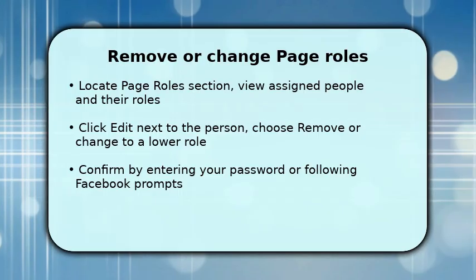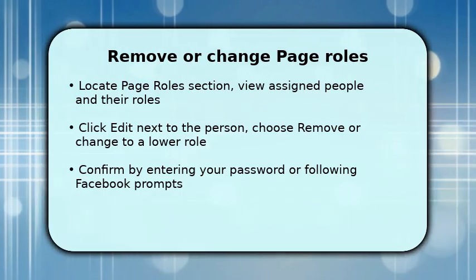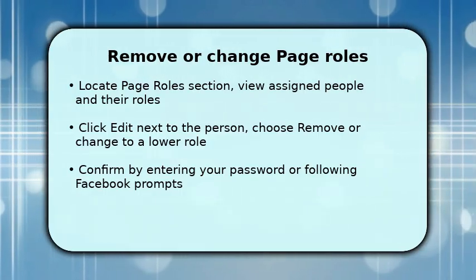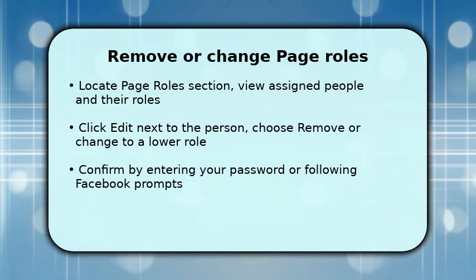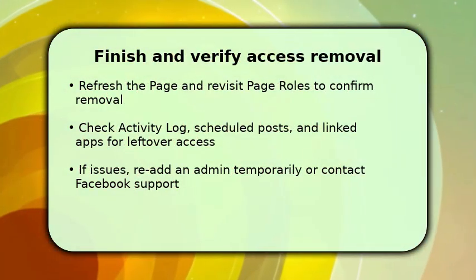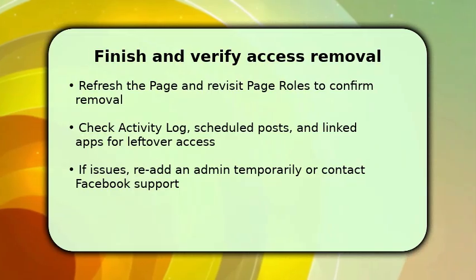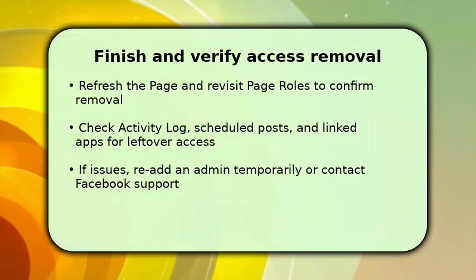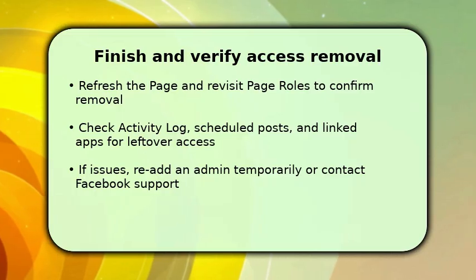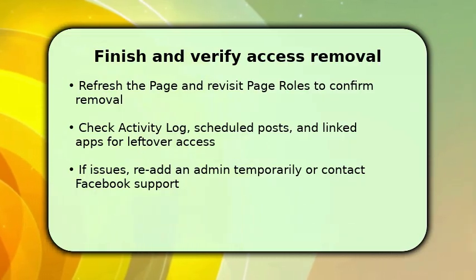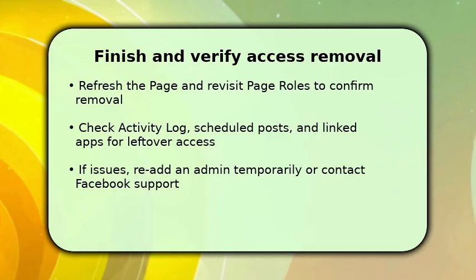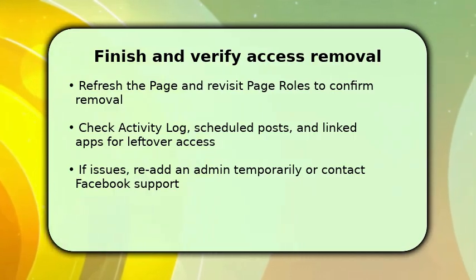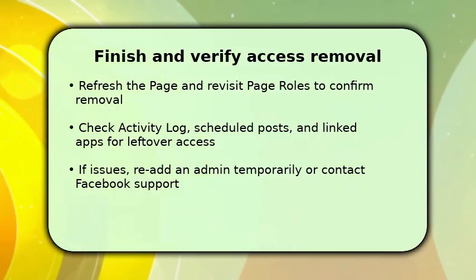Finish by refreshing the page and reopening page roles to verify the person no longer appears. This ensures the removal propagated across devices. Make sure to inspect Activity Log, scheduled posts, and any connected apps or Business Manager links in case secondary access remains. If removal didn't take effect, try adding another trusted admin temporarily to repeat the process, or use Facebook's support tools.